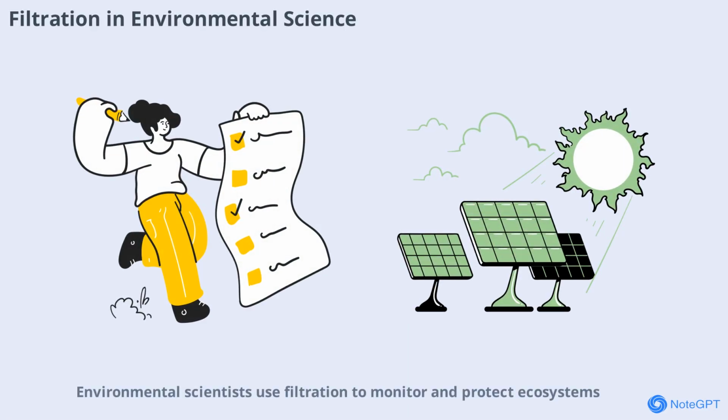Environmental scientists use filtration to monitor and protect ecosystems. By filtering samples of air, water, or soil, they can detect pollutants and assess environmental health. Filtration helps identify sources of contamination and track changes over time. This information is vital for developing strategies to reduce pollution and safeguard natural resources.